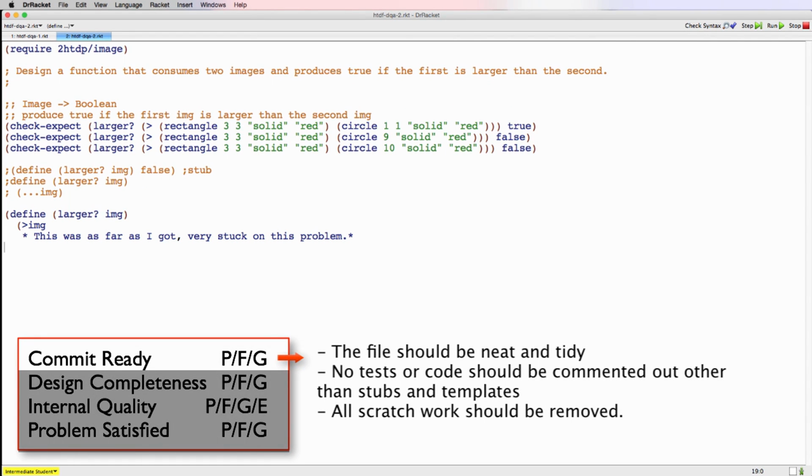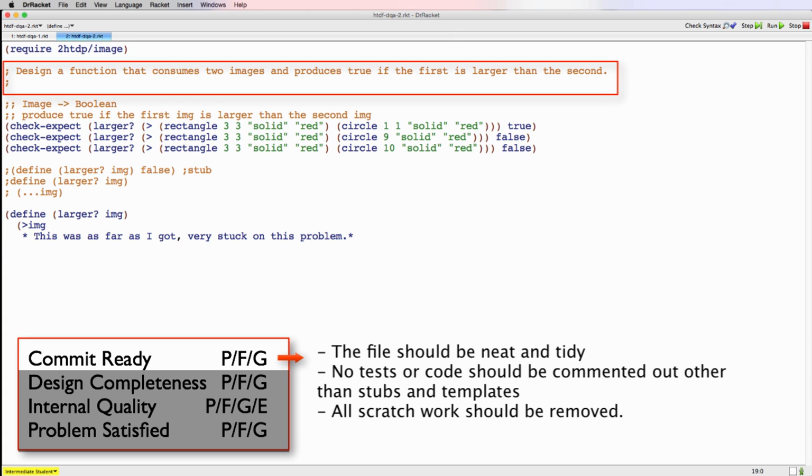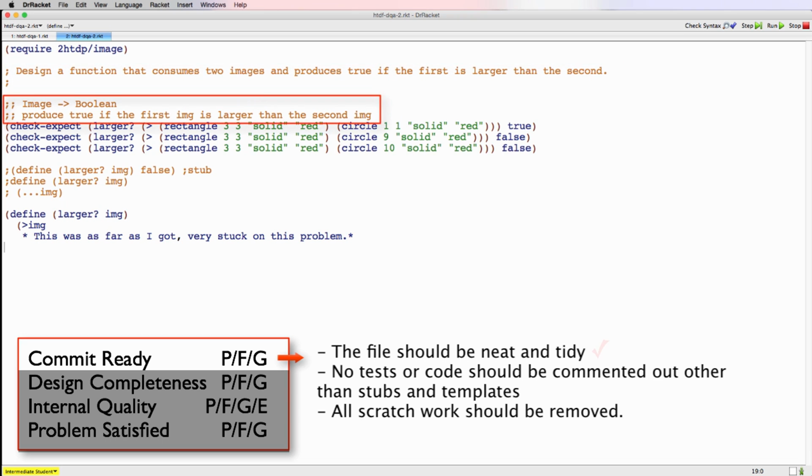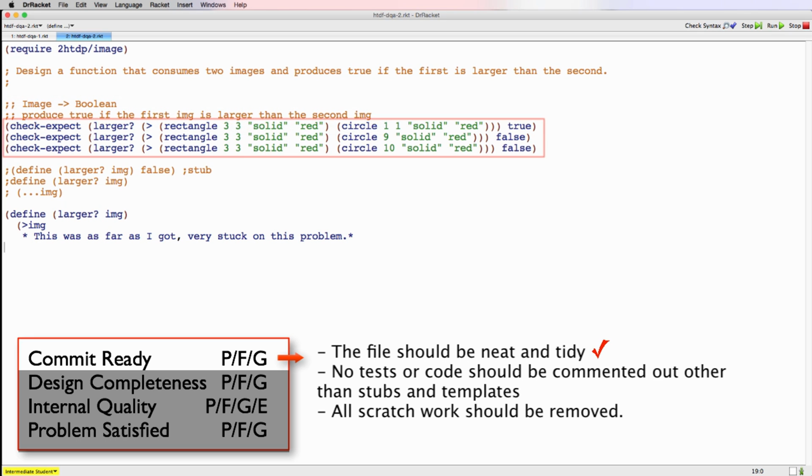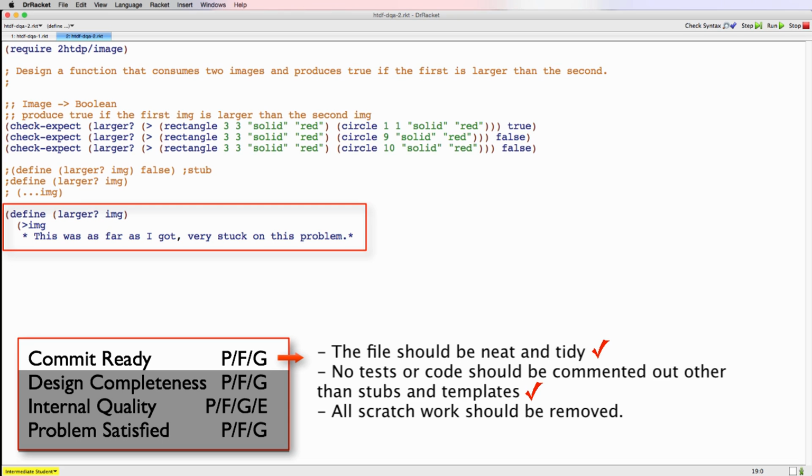Let's see, is this file neat and tidy, and is all the commenting proper? Minor detail here, which we haven't really talked about yet, but in our design guidelines, we use 2 semicolons for things that are kind of a permanent part of the file. So these really should be 2 semicolon comments right here. Otherwise, there's the signature and purpose. They're commented out. The check expects are not commented out. The stub and template are commented out. And there's the function definition. It's got this note here in the middle of it, which is sort of scratch work left behind.